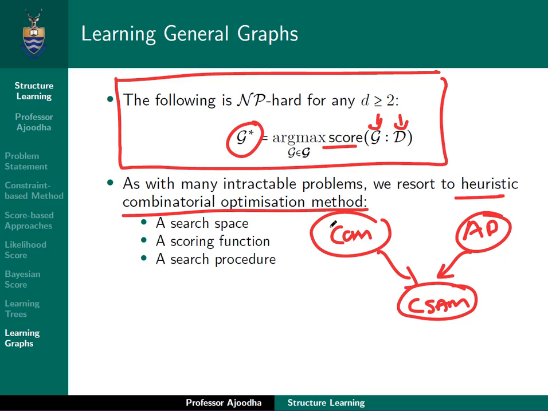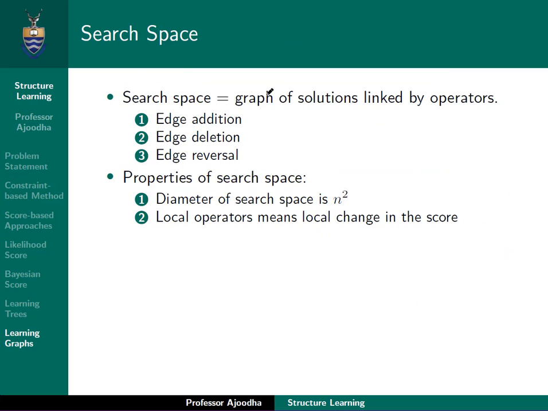So the heuristic method that we're talking about defines a search space, a scoring function, and a search procedure. So let's look at all of these things together, starting with the search space. When we're looking at a search space, we are considering all of the different structures that we can actually consider. So let's look at only 3 variables. Here's a possible structure. Okay, let's look at 4 variables. Here's a possible structure. Now with these 4 variables, what other structures can I have?